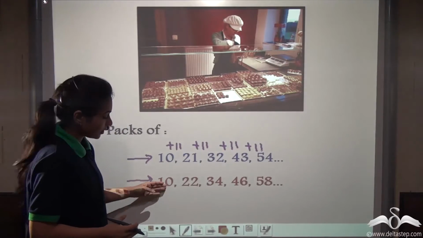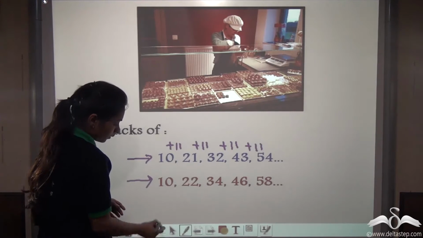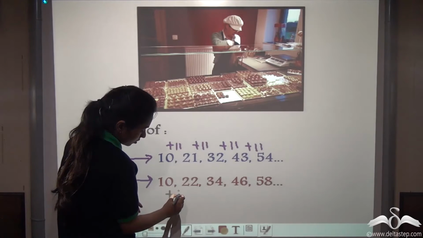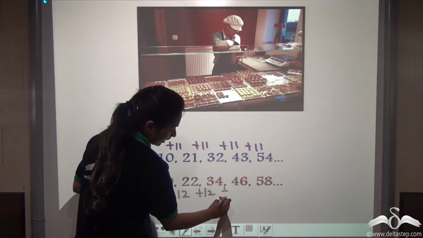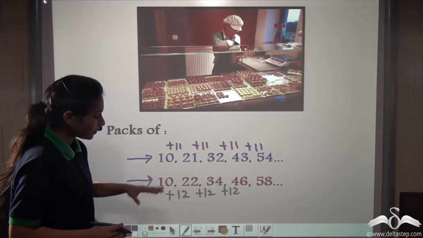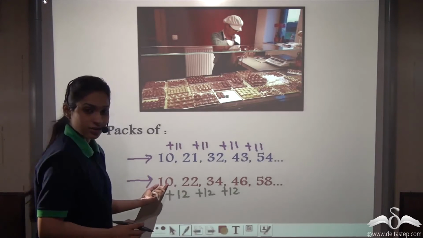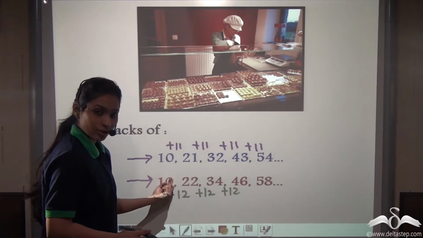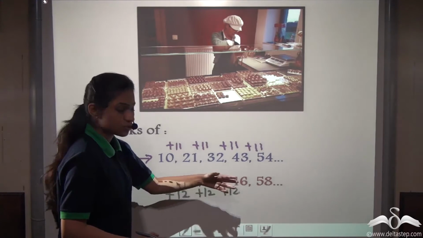Now the same case here. What is the common difference in this case? Plus 12, plus 12. See, adding each number with 12 gives us the consecutive number. So that means this pattern of chocolate packs is like 10 chocolates for the first pack, 12 chocolates added to this, so 22 chocolates for the second, 34 for the third and so on.